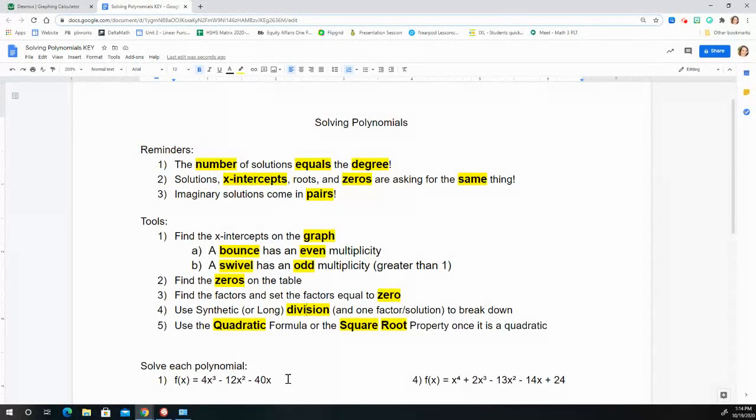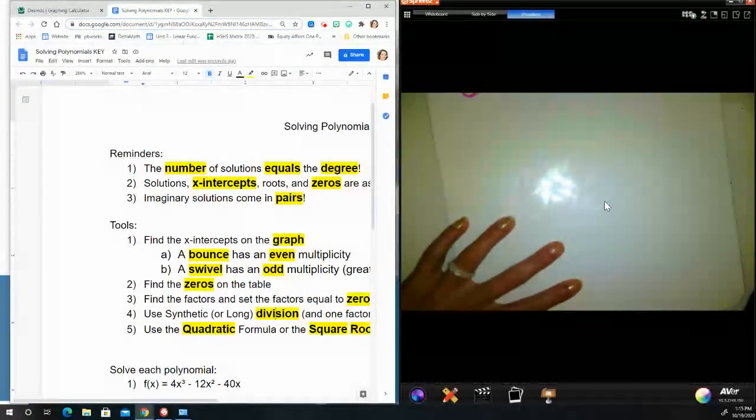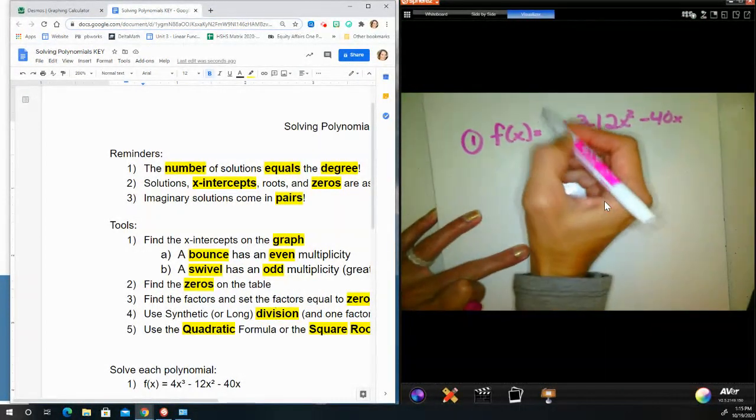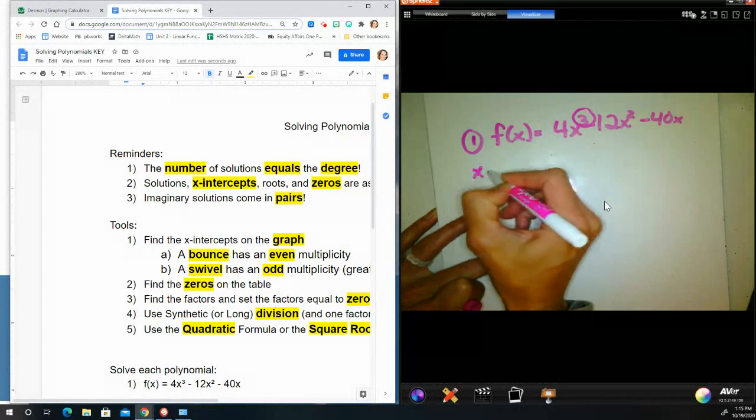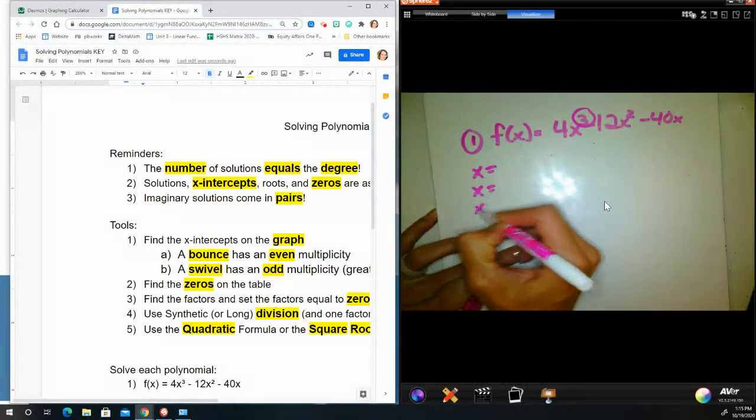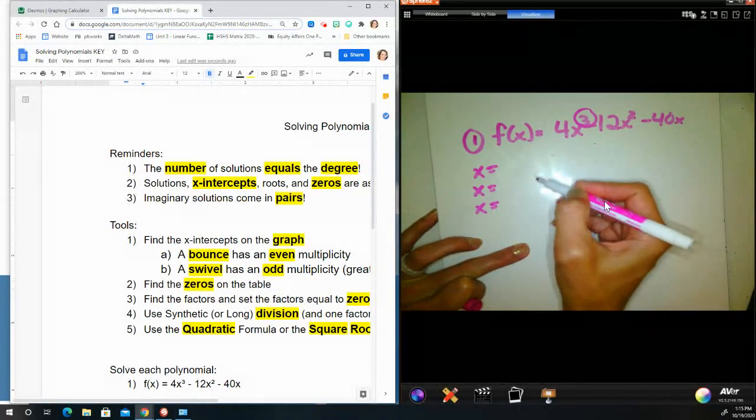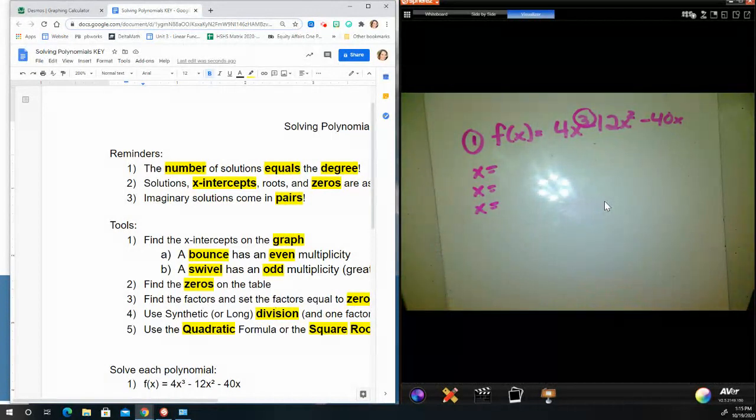So if we look at number 1, I'm going to bounce between the board and the computer because you guys say it looks better on the board. This is a cubic. So right away on my paper, I would write that you have 3 solutions. As soon as you see the degree is 3, you can write x equals three times, because you're not done until you find all 3 solutions.